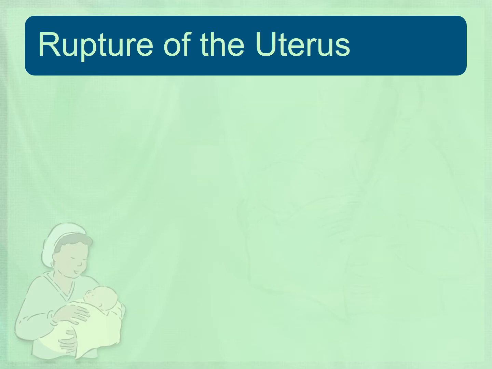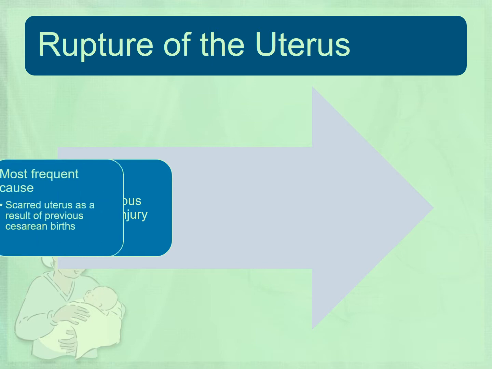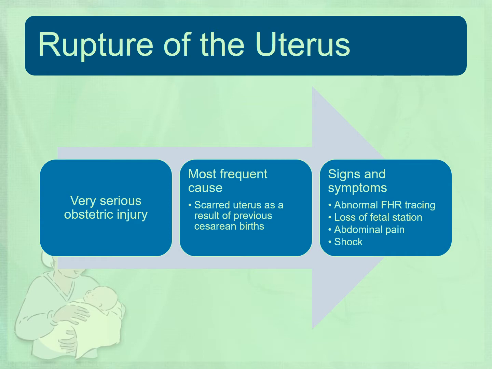The next obstetric emergency we'll discuss is rupture of the uterus. A rupture of the uterus is a complete disruption of all uterine layers. This is a rare but extremely serious obstetric complication. The most frequent cause is scarred uterus from previous cesarean births, specifically those with a classic incision. Signs and symptoms include abnormal fetal heart rate tracing, loss of fetal station, abdominal pain, and shock.